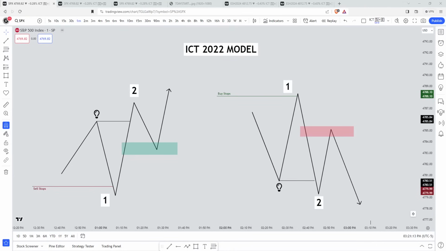I'm going to show you guys exactly what the ICT 2022 model is. I'll show you guys where a lot of people go wrong with it and a checklist for this model. Essentially, the basics of a 2022 model is looking for a run on liquidity.